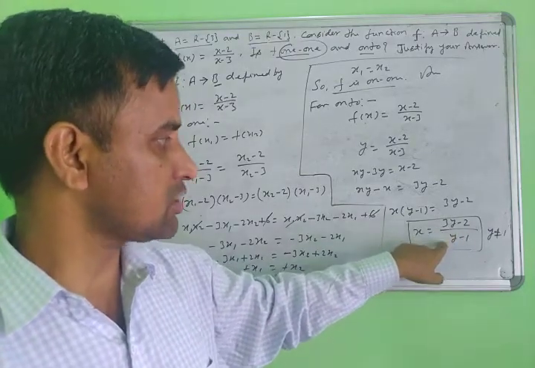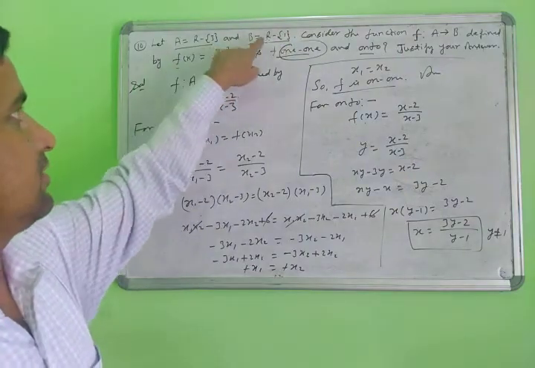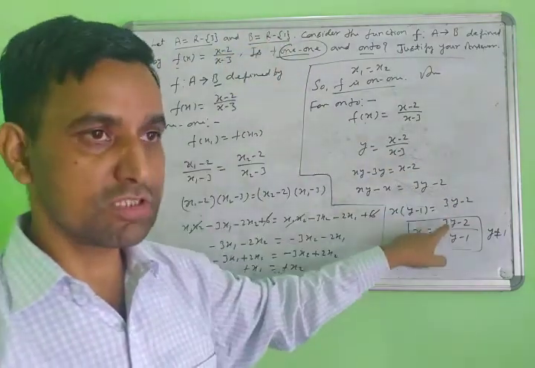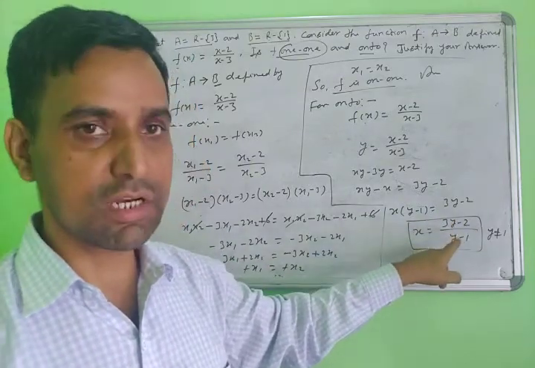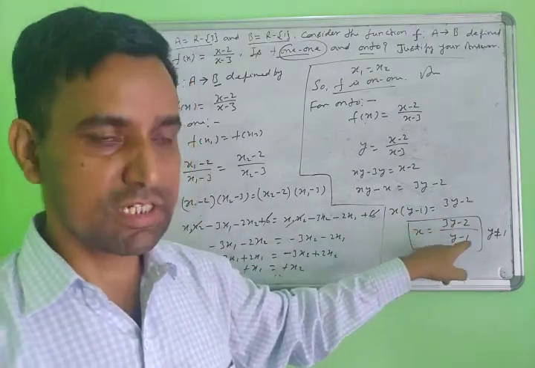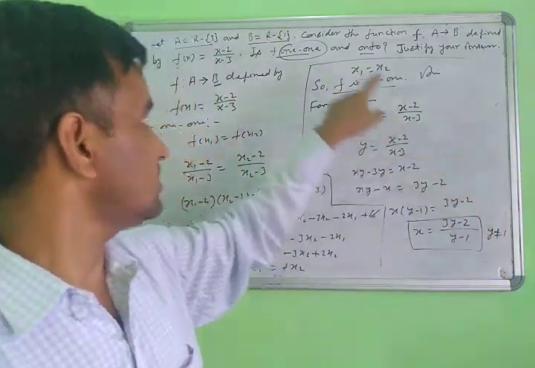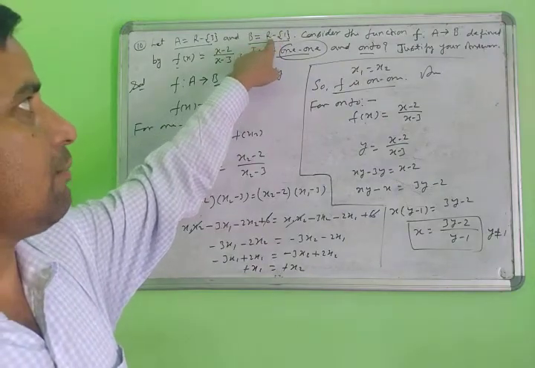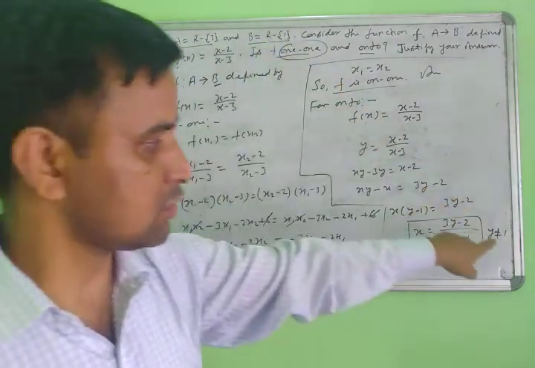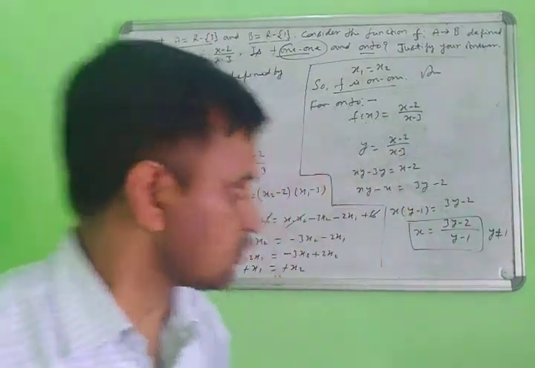But this is not possible, this is not a real number, and this is a real number. When the value is definite, then this is a real number. When the value is indefinite, it means this is not a real number. So except y does not equal 1 means R minus 1. What is the meaning of this? It means all real numbers except 1. So y does not equal 1.